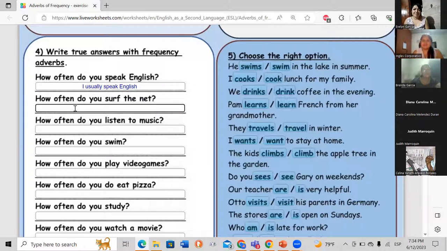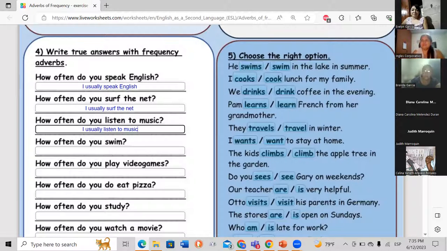How often do you surf the net? Surf the net. Ajá. Su respuesta real es la que me va a dar de la pregunta. Okay. Diana, how often do you listen to music? Sería usually. Usually or always? I usually listen to music. Okay.